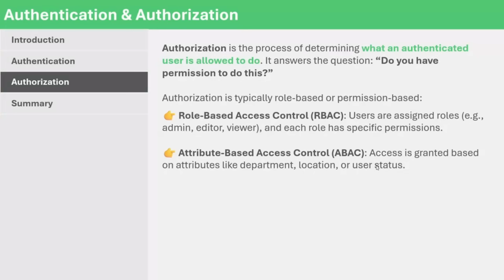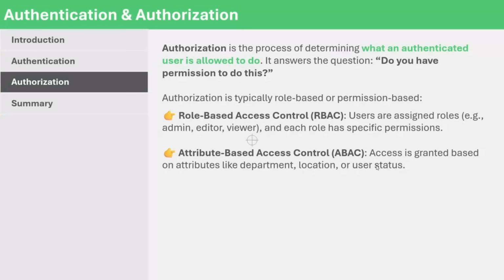So for example, an admin user can perform all the admin tasks like creating a product, deleting a product, updating a product, etc. But a viewer can only view the product. He cannot delete or update the product. Then a user with the editor role can only perform the update operation on the product. He cannot delete the product or create the product. Okay. Then we can also have attribute-based access. So this type of access is granted based on attributes like the department or the location or user status.